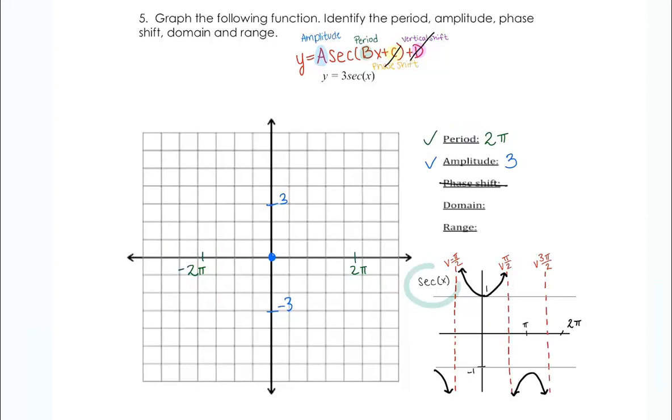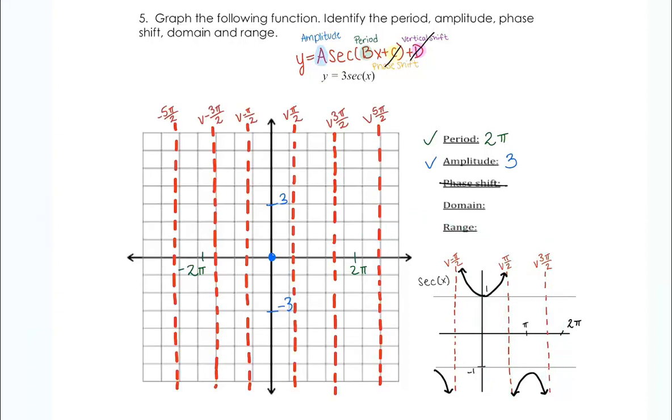The period for the parent function, secant, is between 0 and 2 pi. So these vertical asymptotes we can actually just copy over onto our function. On the parent function, the horizontal asymptotes are at 1 and -1, but because our amplitude is 3, our horizontal asymptotes are going to be at 3 and -3.